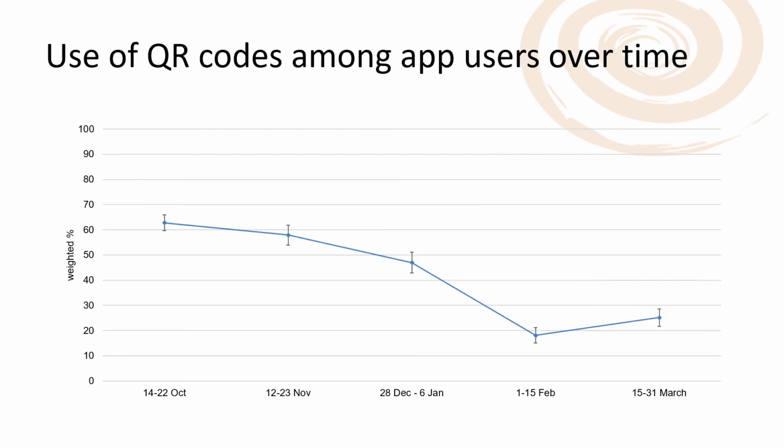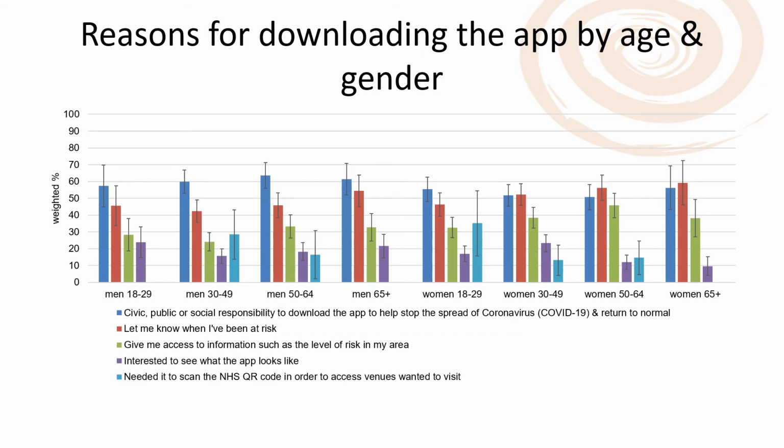Focusing on one of the main features of the app, the venue check-in, we can see a decline in the use of this feature over time in the general population, which coincided with the imposition of restrictions in January. It will be interesting to see whether the uptick in use observed in March continues in future waves of the survey.